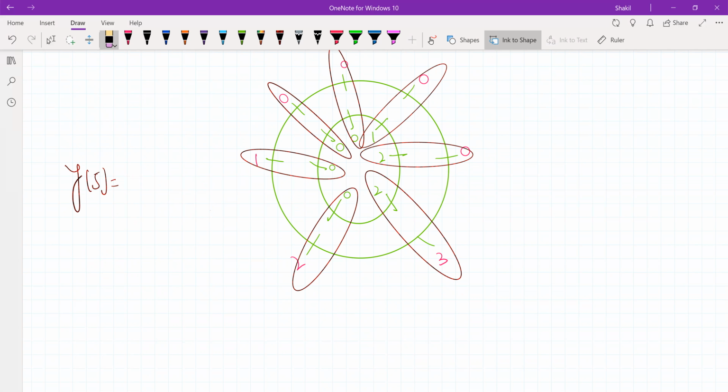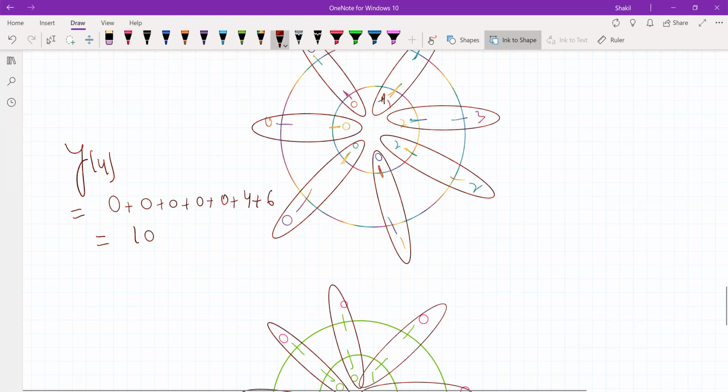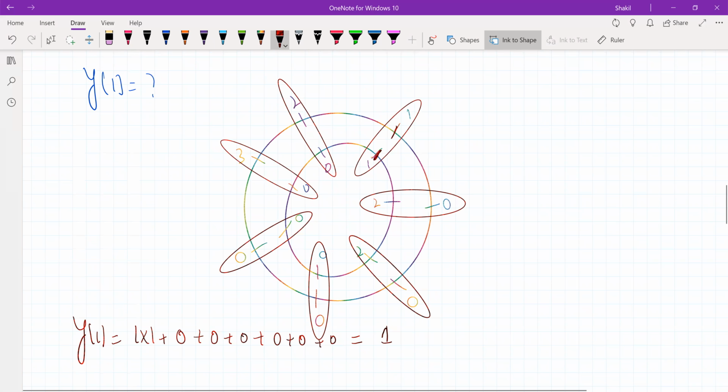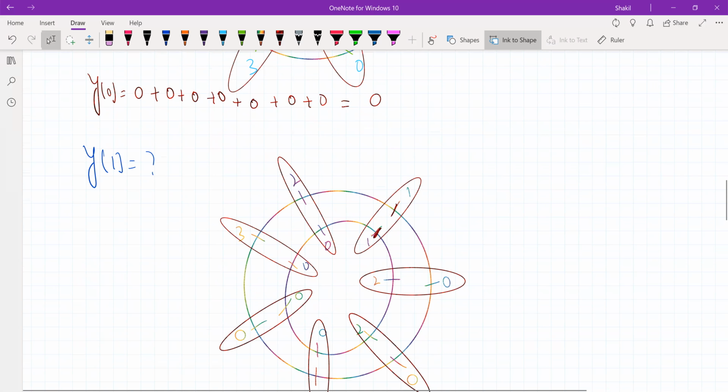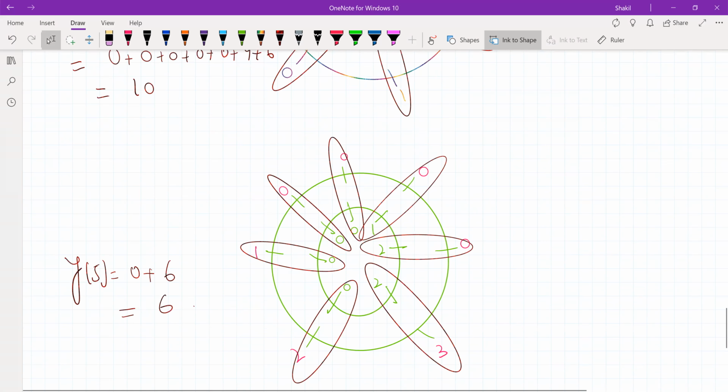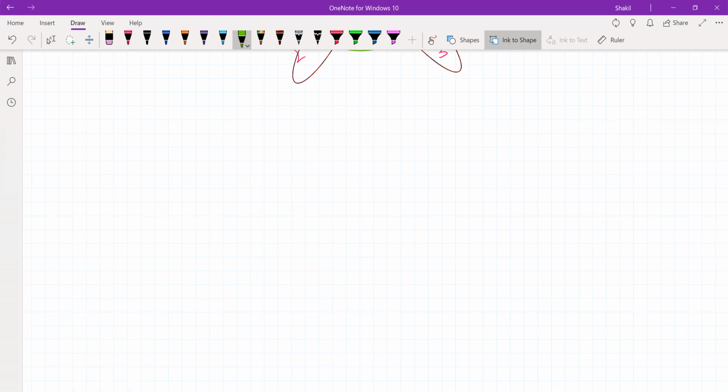So y of 5 will be 0, 0, 0, 0, 0, 0, 6. Y of 5 will be 0 plus 6, and check it for 6, is it 6? The value is 6, now we go back and get 6, and the last one will be y of 6, let me do that also. So let's do this one now. So I have 6.